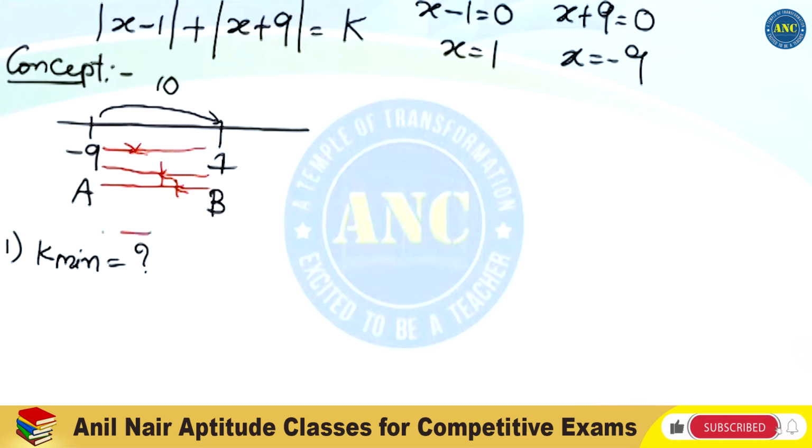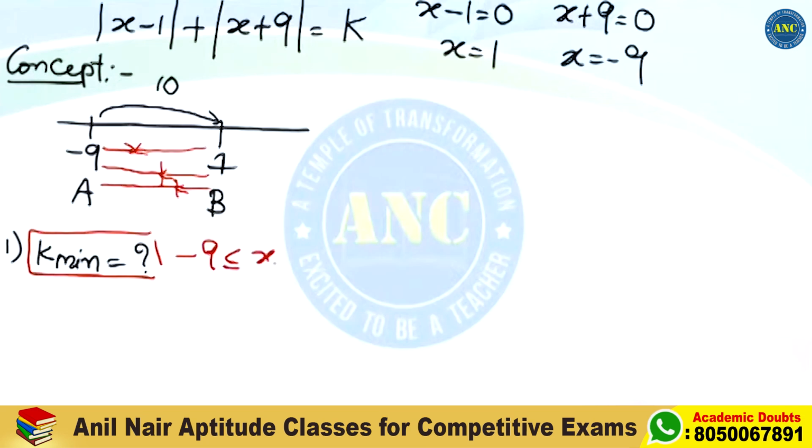That means K minimum will be possible if they meet at any point from minus 9 to 1. So it is minus 9 less than or equal to x less than or equal to 1. If you take any value from minus 9 to 1, I will get the K minimum value, and the minimum value is nothing but 10.